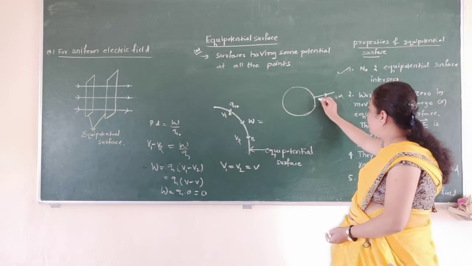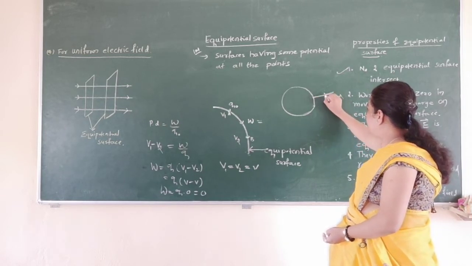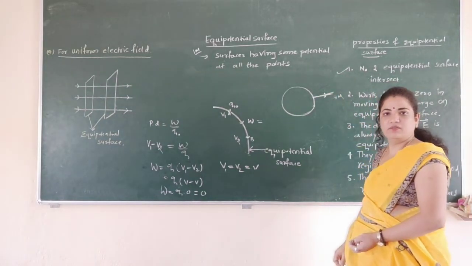Therefore always the electric field is normal to the equipotential surface.